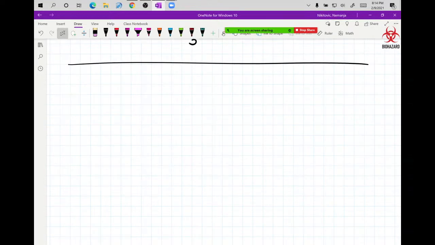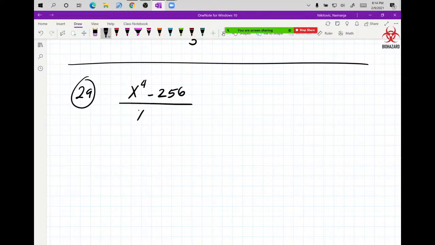Another one. This is your problem 29. Yeah, we're going to end today with this synthetic division, and then we'll deal with the theorems next class. x minus 4.